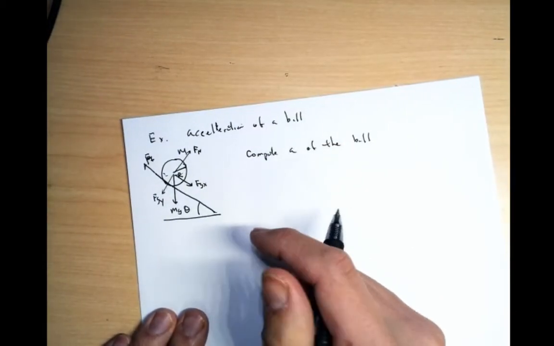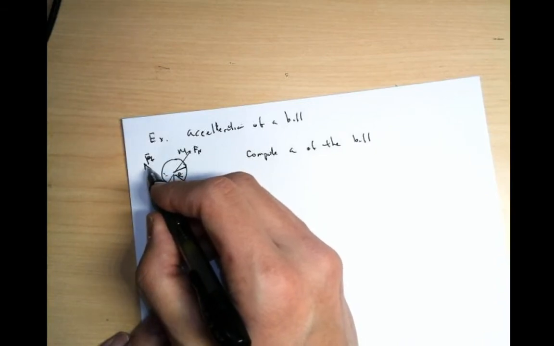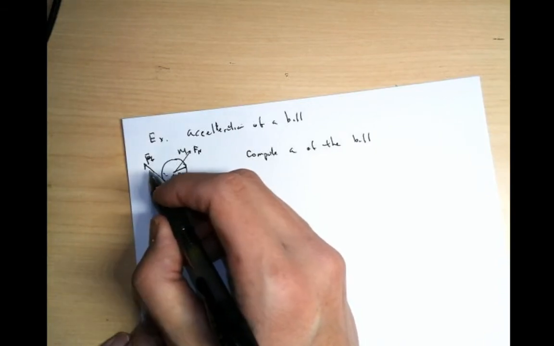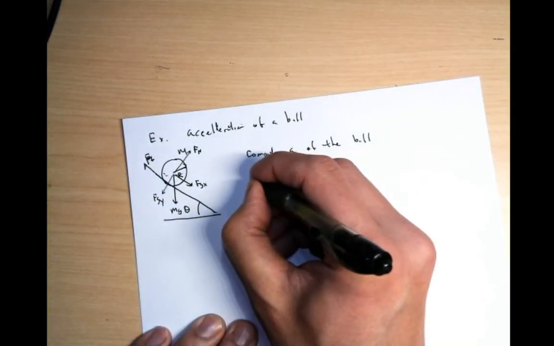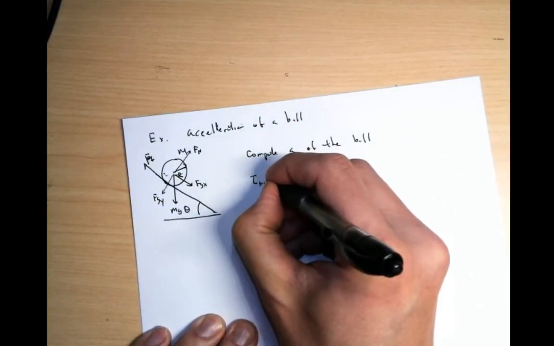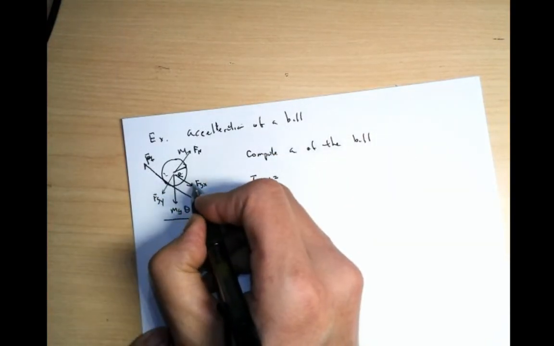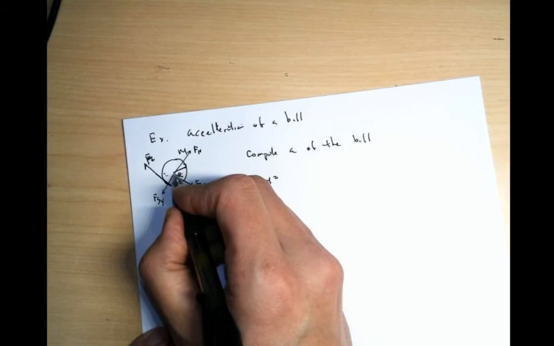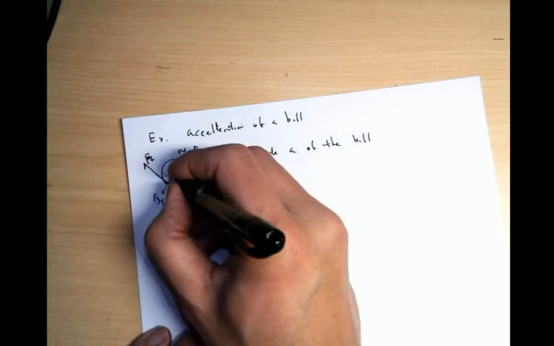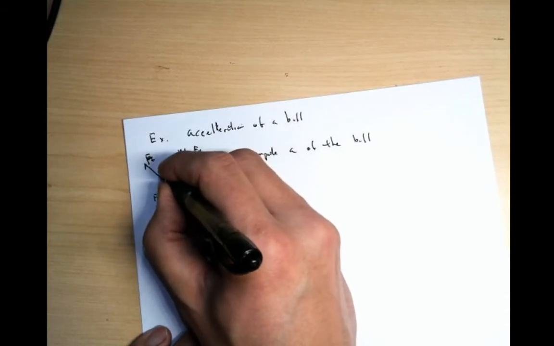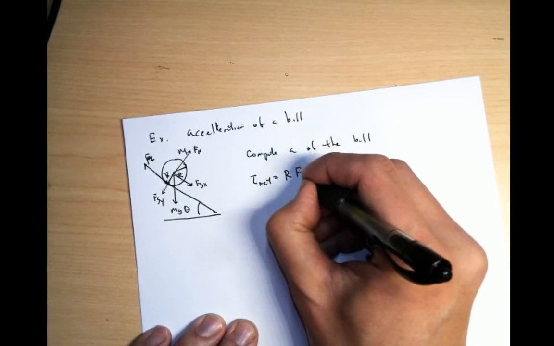All right? Now, this is static friction, and so the static friction will do what it takes to make sure that everything is in balance. So let's compute net torque first. There's only one torque on this thing. The force mg acts at the center, at the rotation axis, so it won't do anything. So you just have this part right here, which is going to be R times the force of friction.